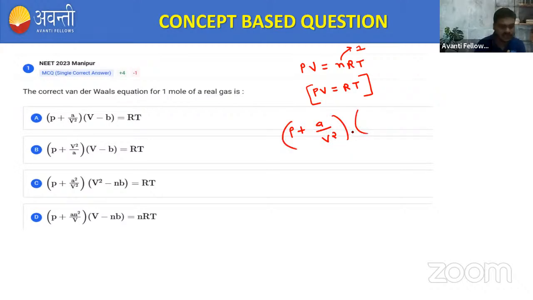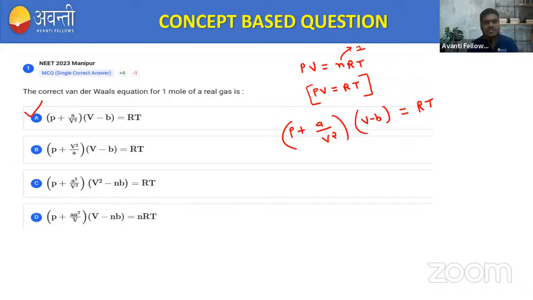And what is the correction factor in volume? That is V minus b. And this is equal to RT, right? So this is the van der Waals gas equation, or we say the real gas equation. So out of these, which option is correct, beta? That is A: P plus a upon V square, times V minus b, is equal to RT. Where P is the pressure, a and b are the van der Waals constants, and V is the volume, right? And R is the universal gas constant and T is the temperature.